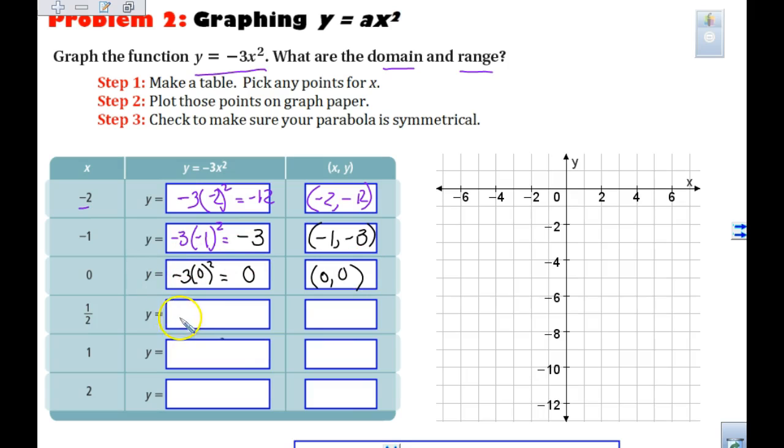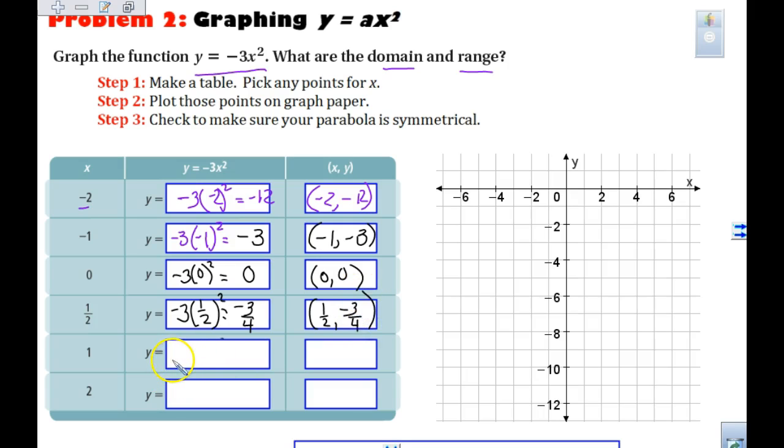If we are going to be taking a look at that next one, we have negative 3, and we're going to take it times a half squared. What is a half squared? 1 over 4. So I have 1/4 times negative 3, which is going to leave me with negative 3/4. So my ordered pair is 1/2, negative 3/4.